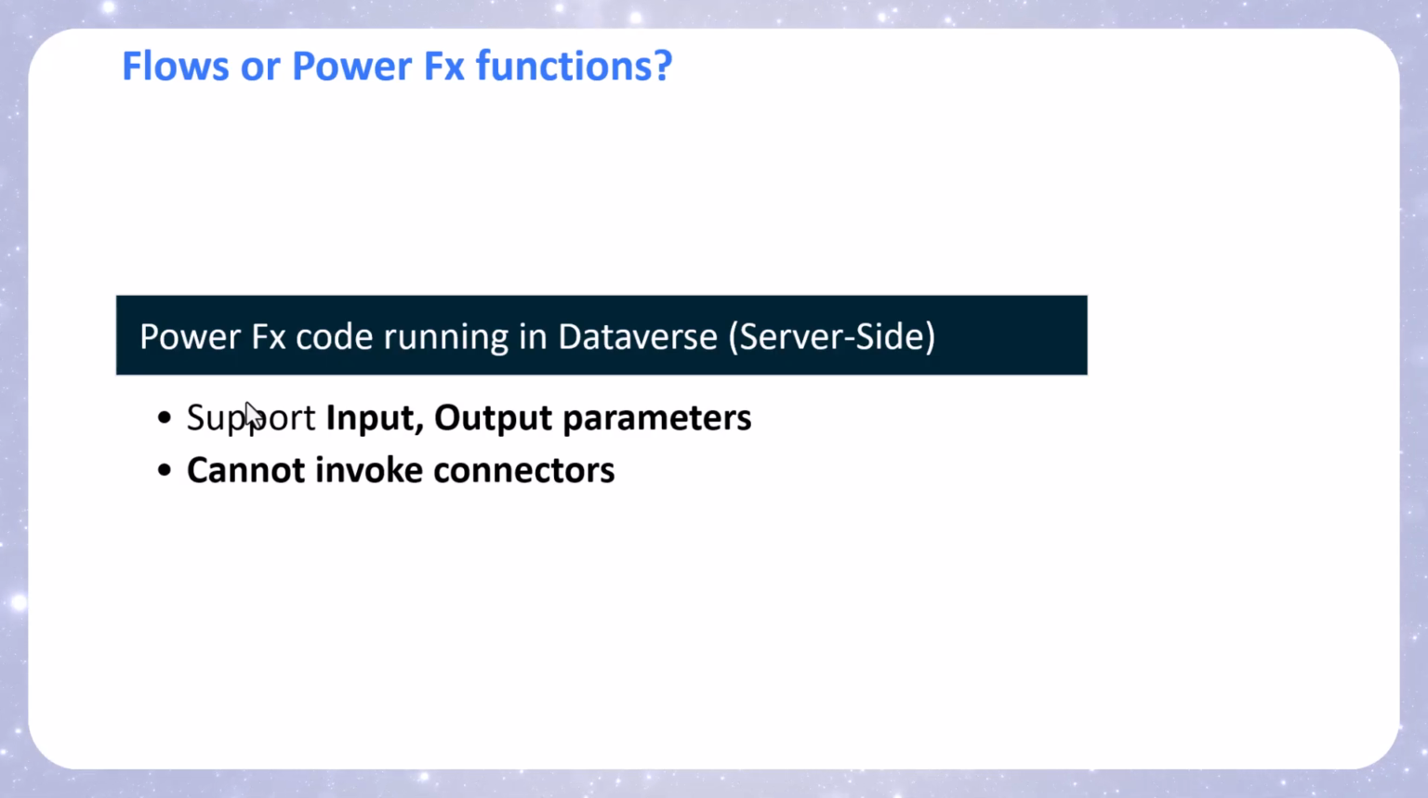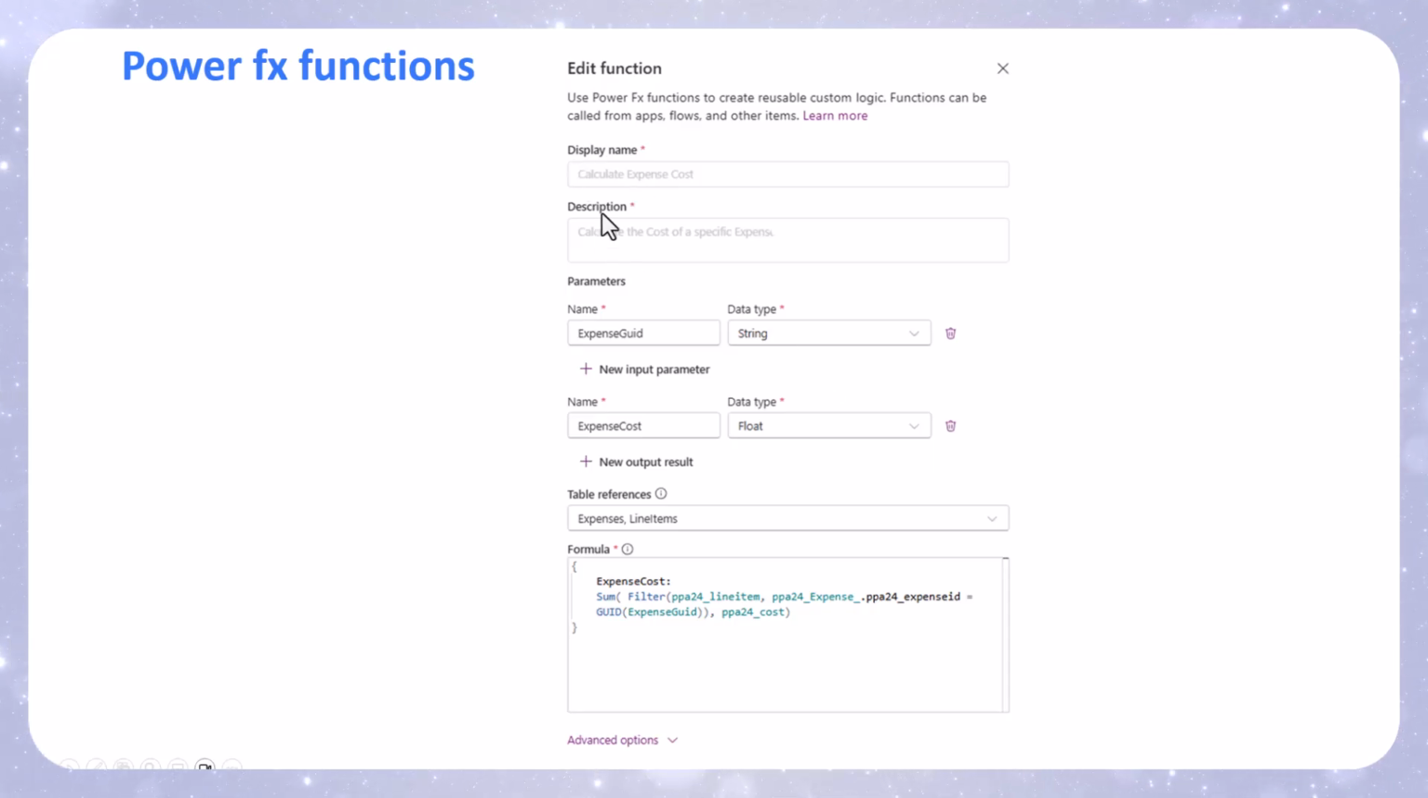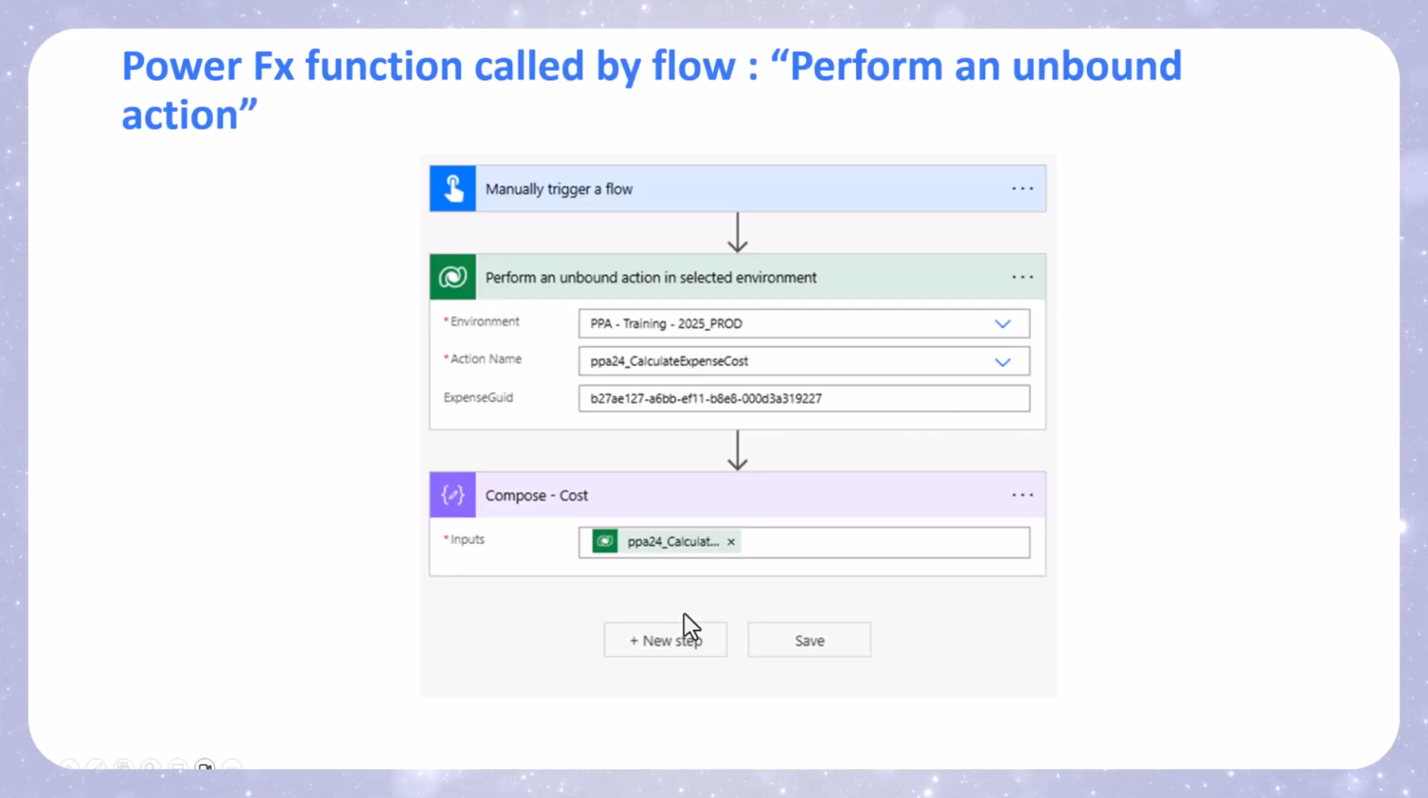So you know Power Fx functions are Power Fx code that runs in Dataverse on the server side. They support input and output parameters, but they cannot invoke connectors. To create a Power Fx function, go to your solution, select automation function, define the name of the function, description, the input parameters, output parameters, and you put the code here. So you can manipulate a Dataverse table, for instance. But you cannot use connectors other than Dataverse.